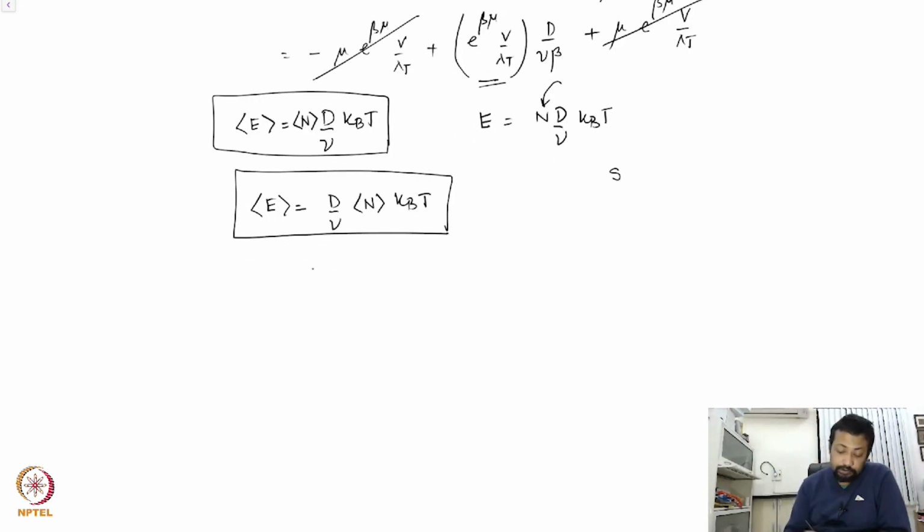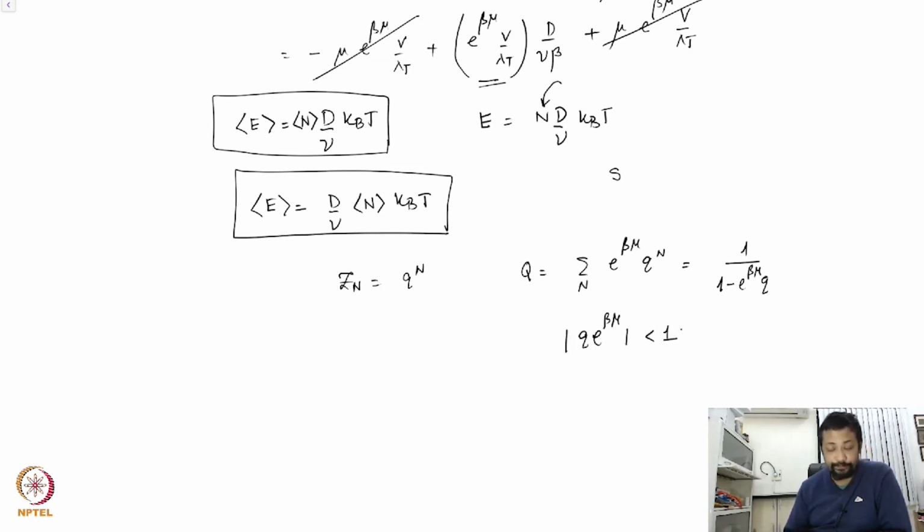Finally, very quickly, if my n particle partition function z of n is just q to the power n, then the grand canonical partition function becomes the sum over n of e to the power beta mu q to the power n, which is 1 by 1 minus e to the power beta mu times q, with the understanding that e to the power beta mu q is less than 1. Right? So we'll conclude our section on canonical ensemble here.